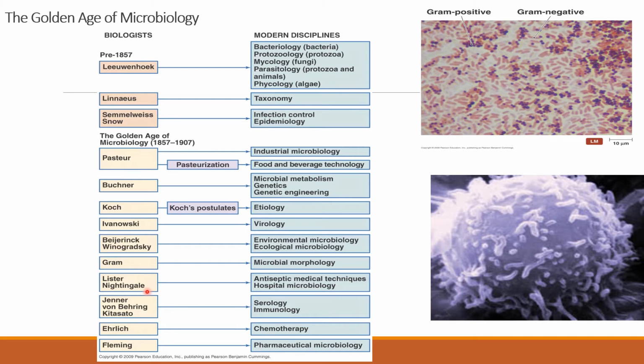Lister and Nightingale talked about antiseptic medical techniques. They came up with that, and even hospital microbiology has evolved. Jenner, von Behring, and Kitasato contributed to serology and immunology. Ehrlich about chemotherapy, and Fleming, pharmaceutical microbiology.